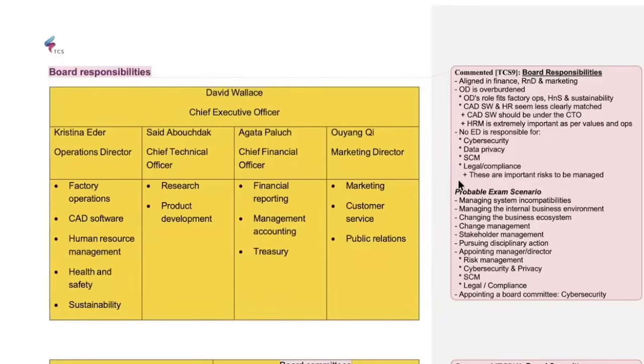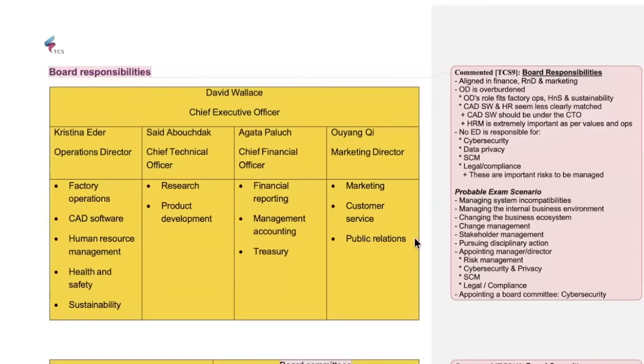And also, we are exposed to compliance risk and legal risks, especially given the fact that we are manufacturing across the world and selling across the world. However, there is no one looking into these affairs. And these are important risks which we are supposed to manage. So definitely, these type of shortcomings are there with a purpose, because these type of scenarios which are based on these shortcomings will be tested at the exam.